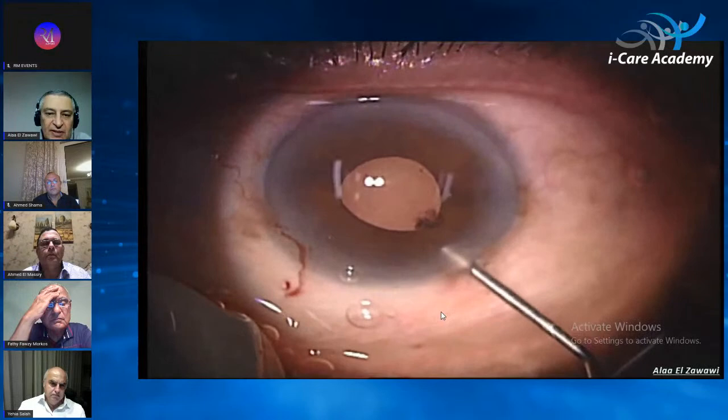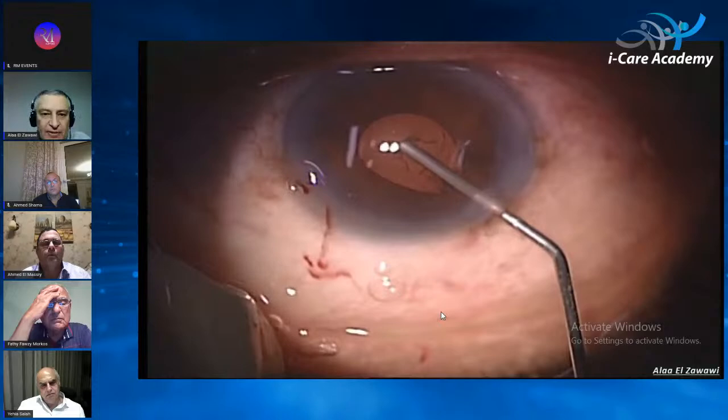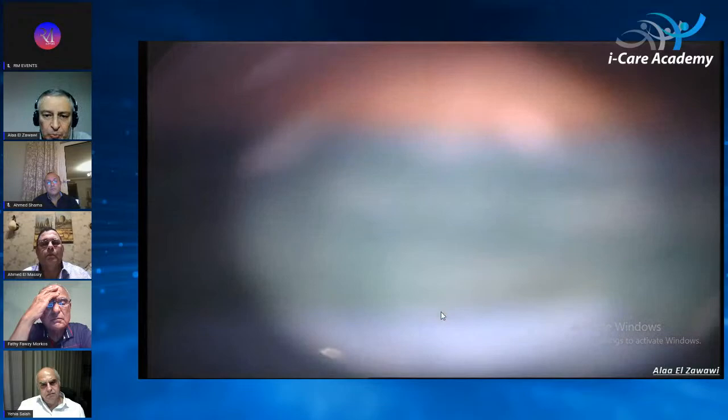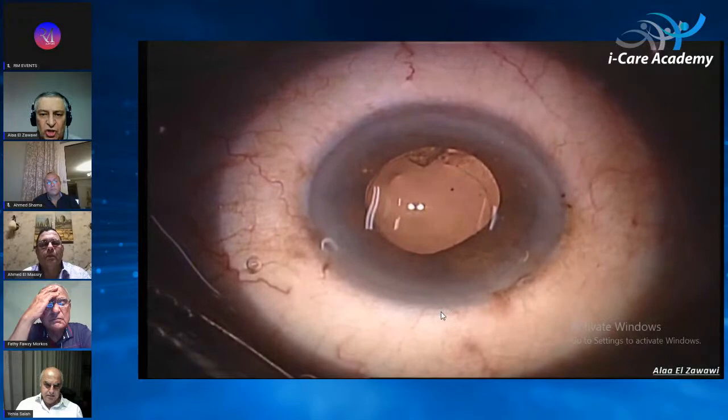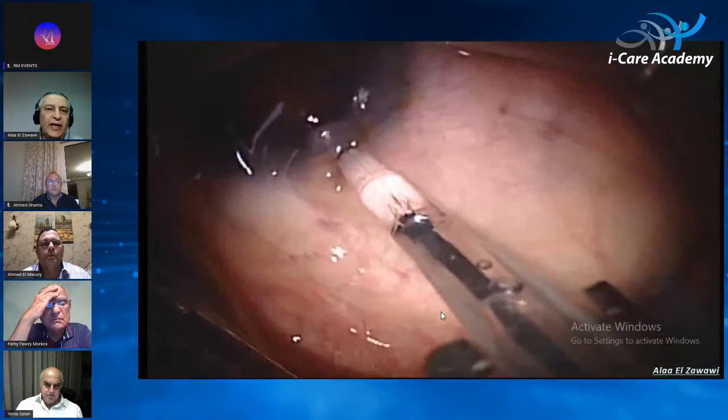With extreme difficulty, with the iris coming out, and again under general anesthesia at that time, after so many trials, I succeeded. I widened the incision a little bit so that the lens would be put at ease. And then the lens was put in place and everything passed all right.